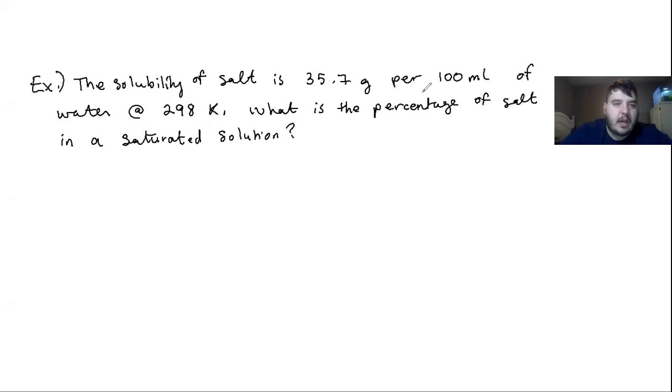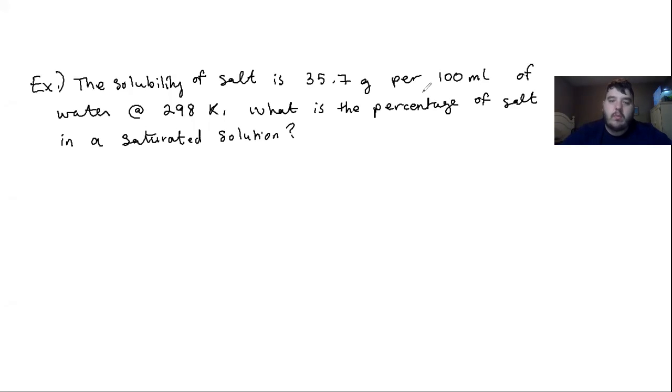Okay, so this is chapter 9, problem number 1 for exam 3. And this question states the solubility of salt is 35.7 grams per 100 milliliters of water at 298 Kelvin. What is the percentage of salt in a saturated solution?